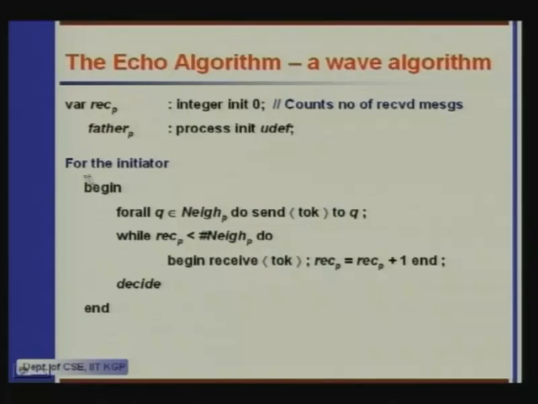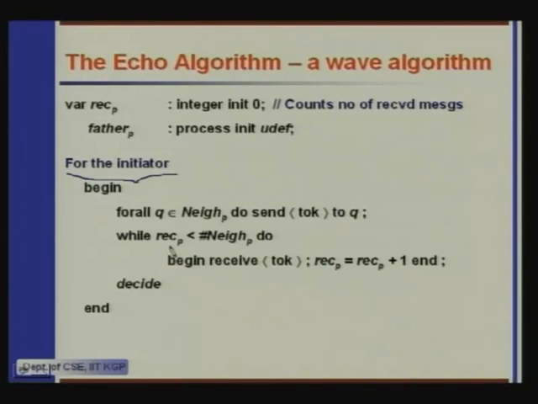Now, this is what the initiator of the algorithm does. This is only executed by the initiator. For all q which are neighbors of the process P, it sends a token to q. So, the initiator sends a token to all its neighbors, and then it expects to get the token back from each one of them.